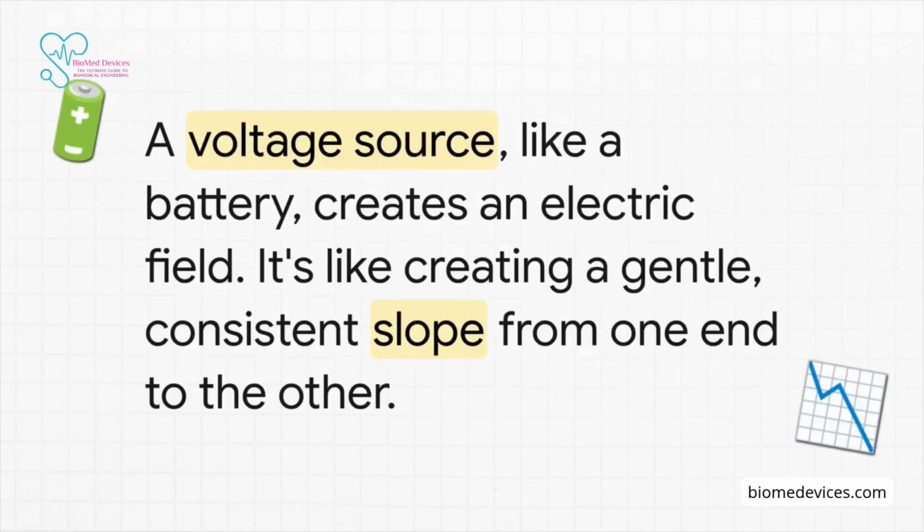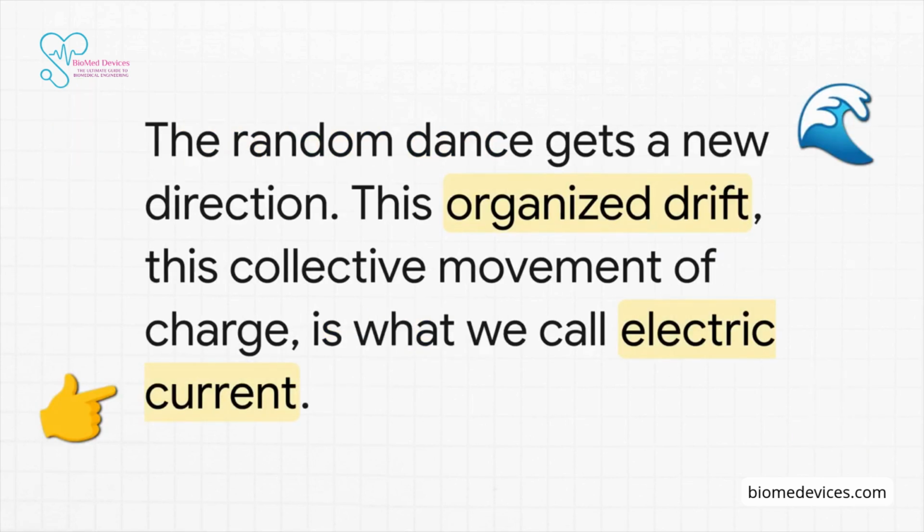Not yet, anyway. And this is the moment everything changes. We hook up a voltage source, like a battery. Now, it doesn't just shove electrons along. What it really does is create a new condition inside the wire, an electric field that basically sets up a gentle, consistent slope from one end to the other. And with this new slope in place, that random dance of electrons suddenly gets a bit of a purpose. I mean, they're still moving around erratically, but now they have a general drift in one direction. And this organized drift, this big collective movement of charge, that is what we call electric current.